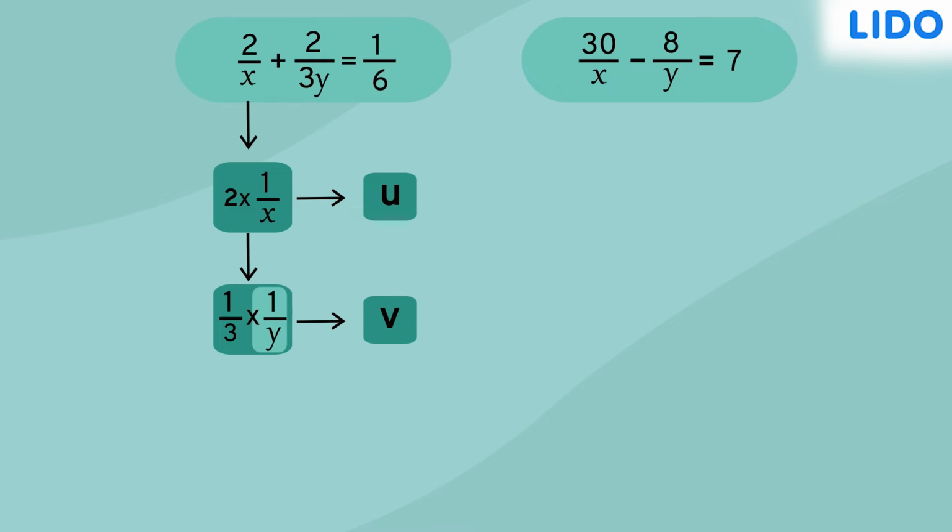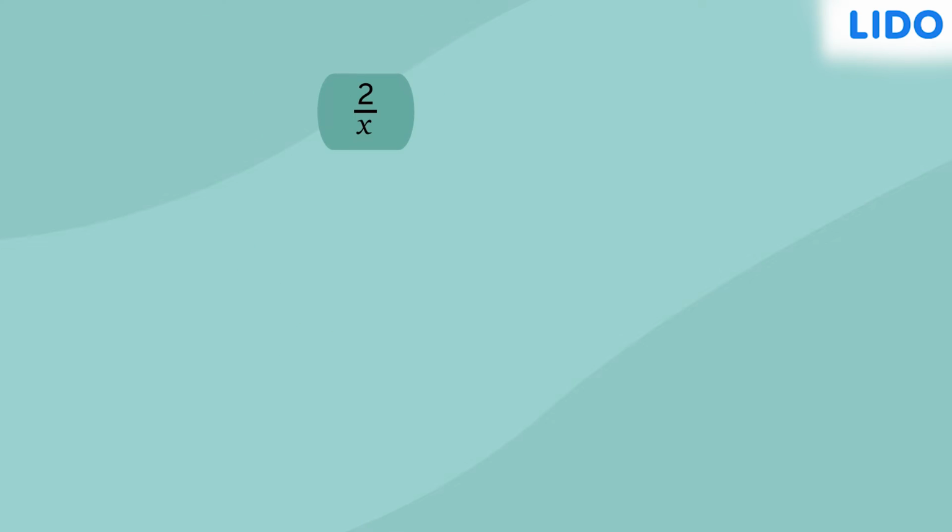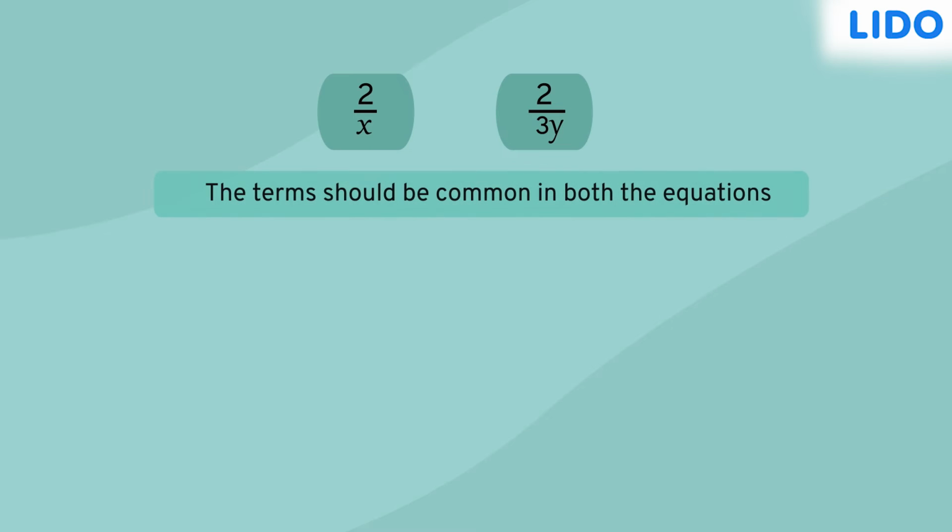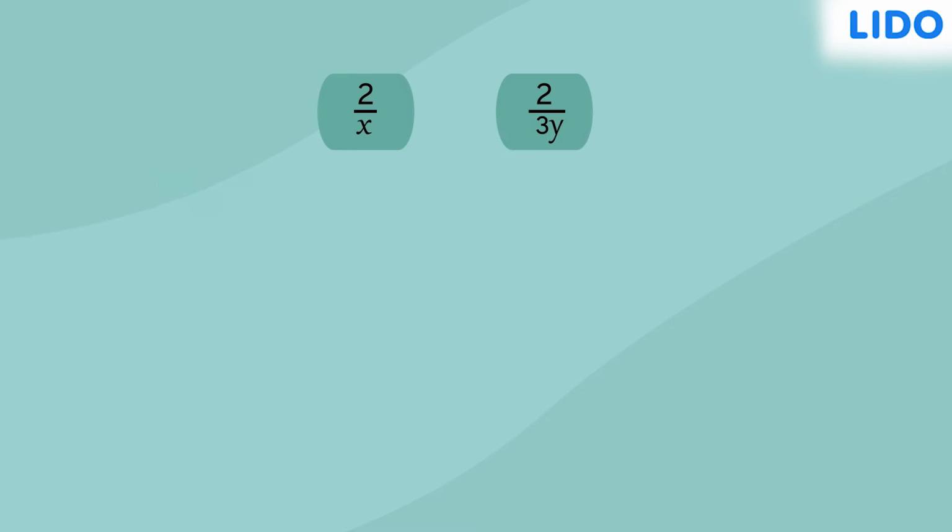You must be wondering, why didn't we choose another term for substitution? For example, 2 over x as u and 2 over 3y as v, or any other combination. That's because when substituting, the terms to be substituted should be common in both the equations. Also, the purpose of substitution is to make calculations easier by giving us simple equations to work with.